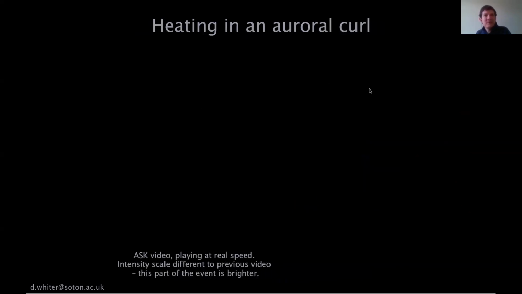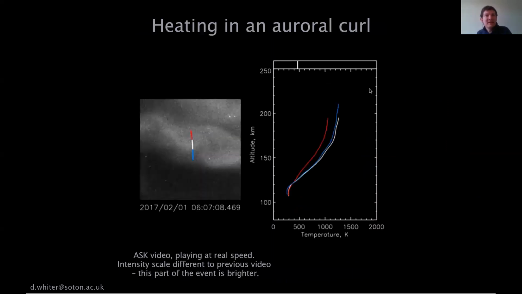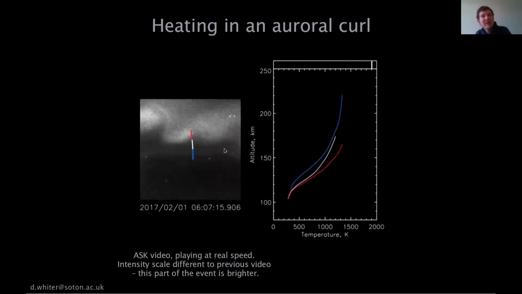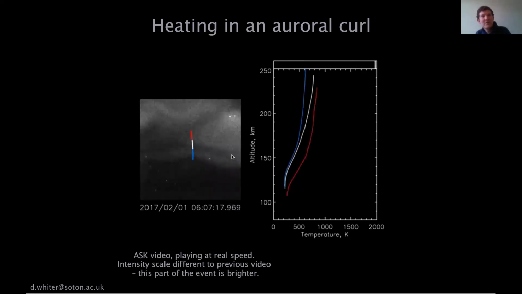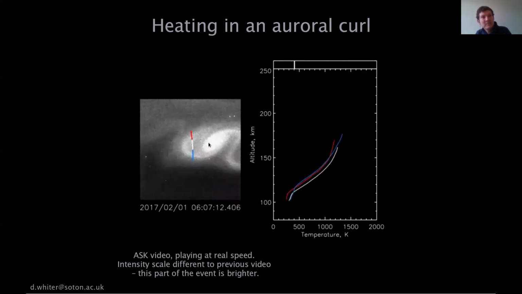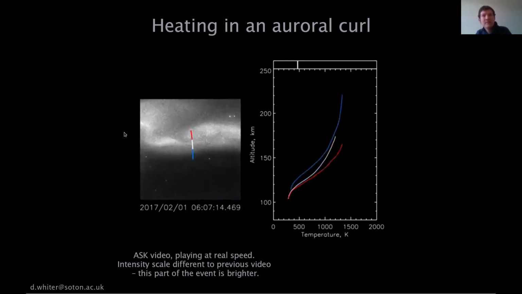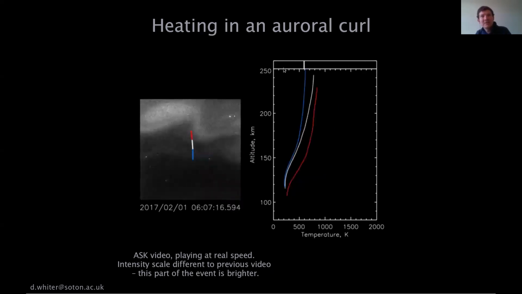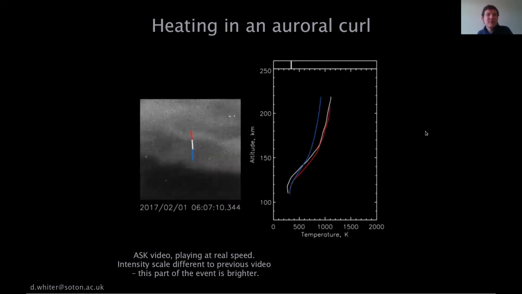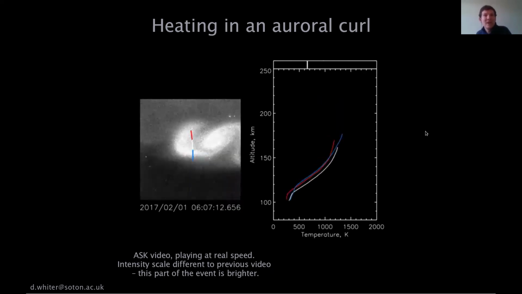If I move slightly further in the same event, here the aurora is actually brighter, but we scaled it down so you can see it clearly. And we had this curl system which moves through the spectrograph slit. So there's some curls going on in the aurora there, and there's this bright curl which goes through. Because it was brighter, we could reduce the integration time, and we get temperature profiles at higher temporal resolution.